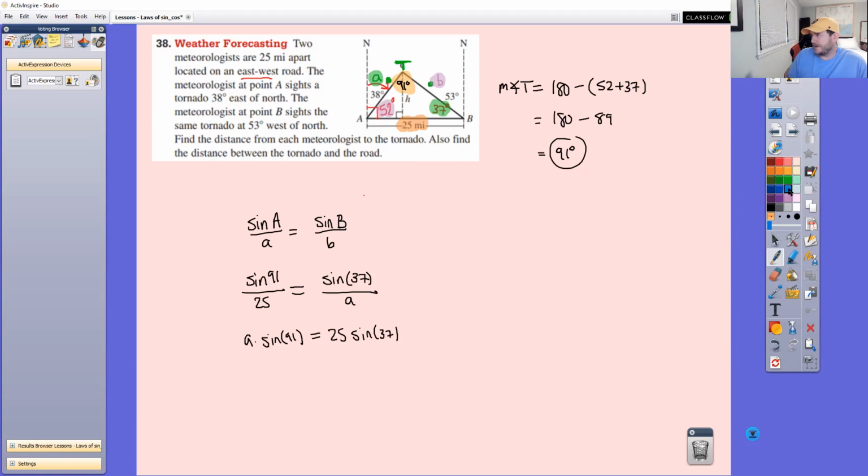Just to mention this really fast, sine 91, think about it. Where's 91? It's barely beyond the y-axis, right? And sine is our y value. So if the y-axis is the point 0, 1, you already know that the sine of 91 is almost exactly 1, like it's super close to 1. So when we get this answer and divide by sine 91, we shouldn't see it change by very much. So I'm just going to point that out again. Sine 91. So what's 25 sine 37?